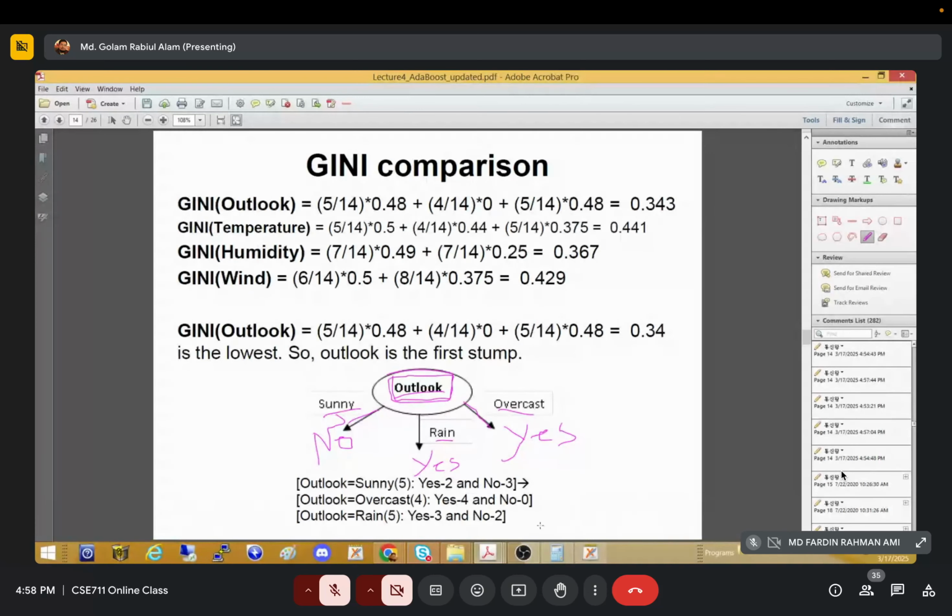So finally we will get this stump. This is our stump 1. Okay, so this is how we have to construct that stump.